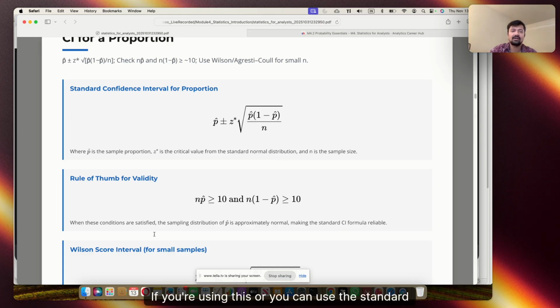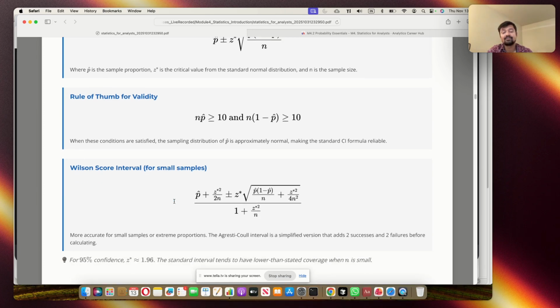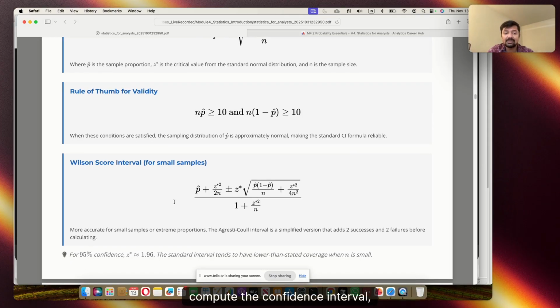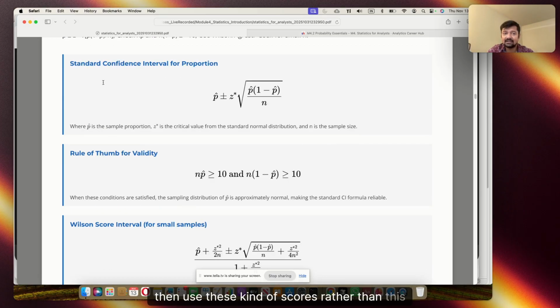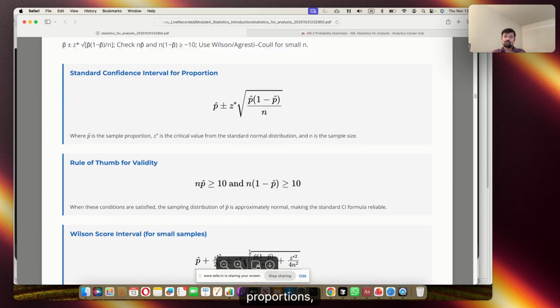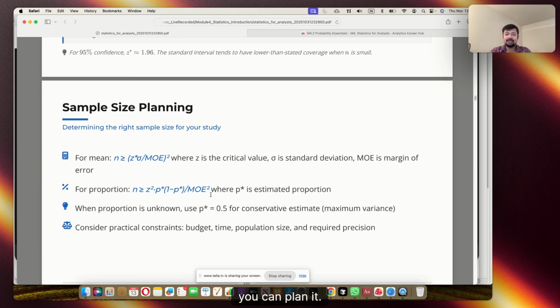Or you can use the standard confidence interval for the proportions. Then there are some scores like the Wilson score interval, specifically for smaller samples. If you have a very small number of samples and you would like to compute the confidence interval, then use these kinds of scores rather than the standard confidence interval or rule of thumb validity. Then you will go for sample size planning. Once you have computed the confidence interval, either using the variance or using the proportions, when you decide what sample size you would like to go with, you can plan it.